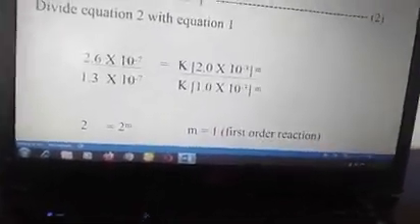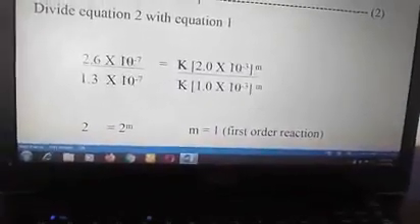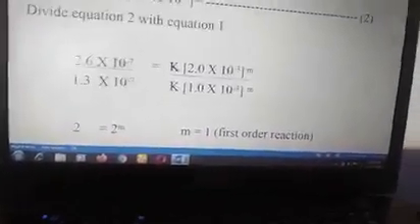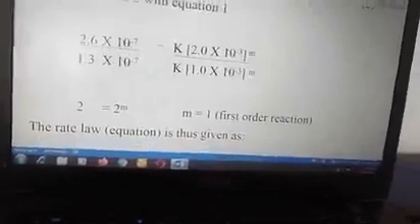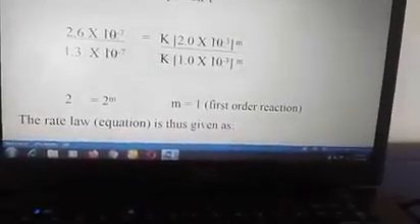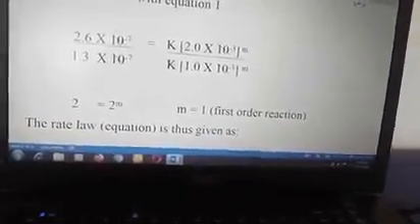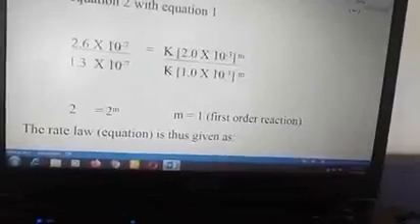We now divide equation 2 by equation 1. So you see that connecting them together, 10^-7 cancels 10^-7 on the left hand side. 2.6 divided by 1.3 gives you 2, and then 10^-3 cancels 10^-3 on the right hand side of the equation. 2 divided by 1 gives us 2. We now have 2 raised to power m, and also K cancels. So m becomes 1, being a first order reaction.